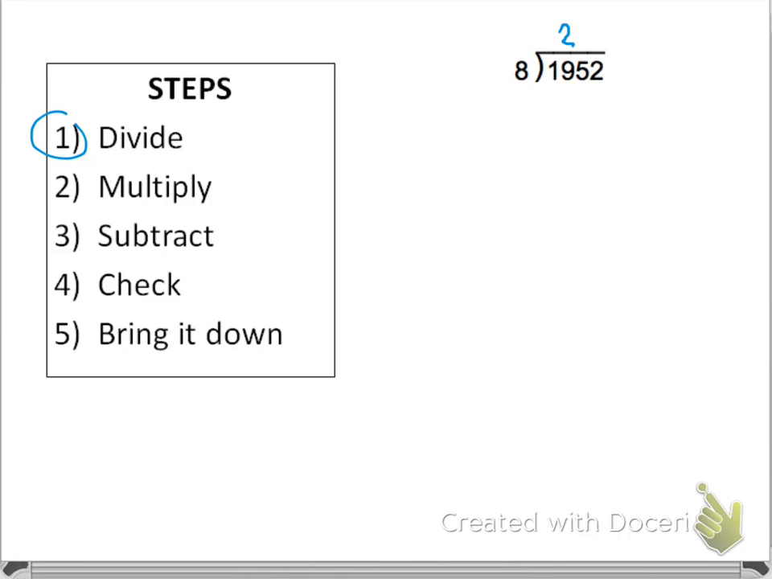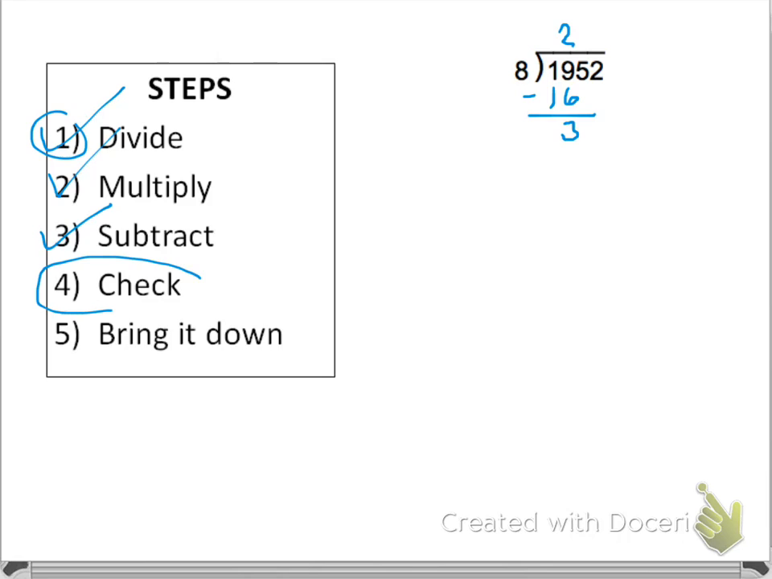One of the keys to doing long division well is to make sure you line everything up perfectly. So be really careful about where you put that 2. I put it above the 9 because 8 goes into 19 twice. So I've done the division. Now I'm going to multiply. What's 2 times 8? Well, 2 times 8 is 16. So I've multiplied. Now I'm going to subtract. 9 minus 6 is 3. And 1 minus 1 is 0. So I've done my subtraction.